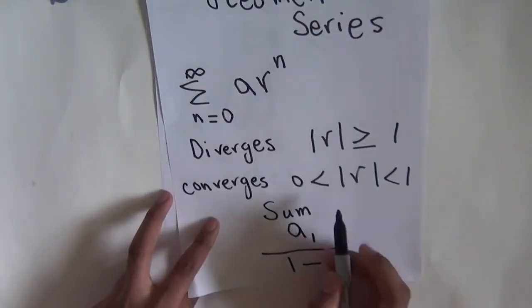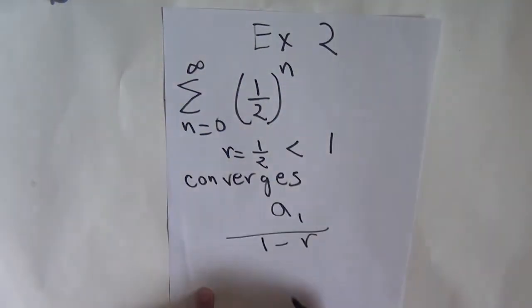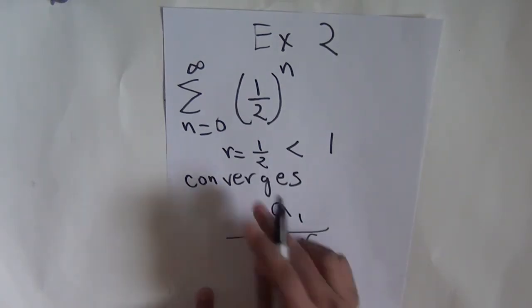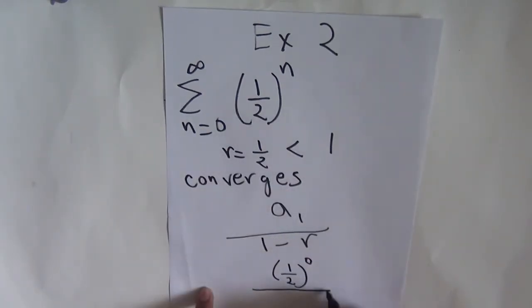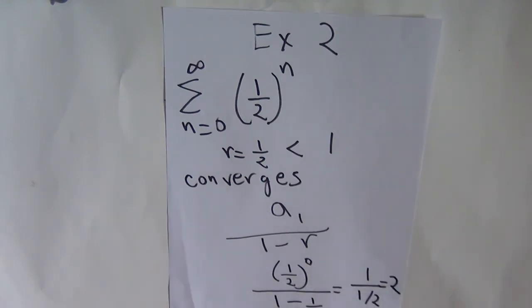So we know the equation is a sub 1 over 1 minus r. The a sub 1 should be 1/2 to the power of 0, which is 1. So it's 1 over 1 minus 1/2, which is 1 over 1/2, which is 2. And that's the amount of money every person has combined.